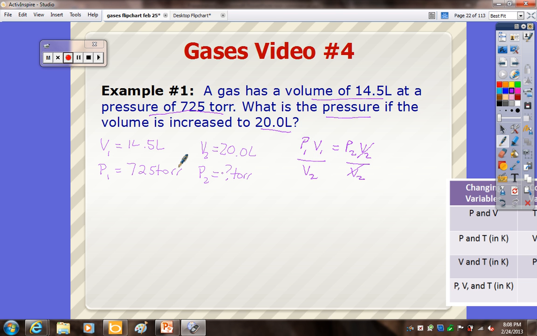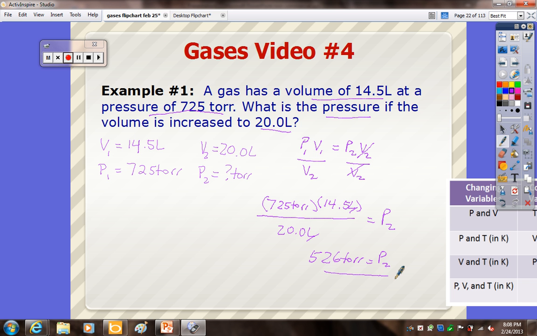I'm now going to plug in my numbers. So 725 torr is P1. V1 is 14.5 liters. And V2 is 20 liters. After I'm done multiplying 725 times 14.5 and dividing by 20 liters, liters cancel, I will end up with 526 torr. This is rounded, and this is my final answer.